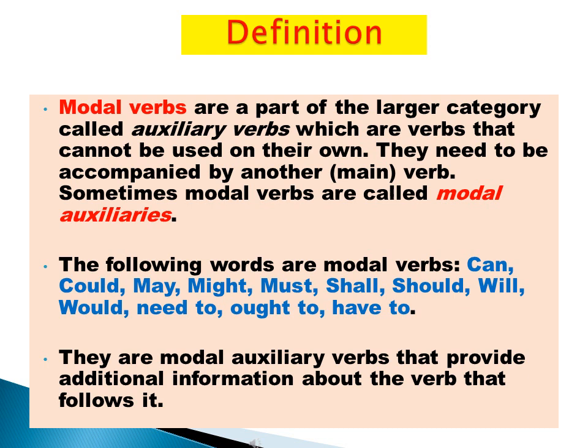Alright. So the following words are modal verbs. Here are some examples. So we have can, could, may, might, must, shall, should, will, would, need to, ought to, have to. Okay, so they are modal auxiliary verbs that provide additional information about the verb that follows it. يعني كيعطي كيضيف واحد الانفورميشن، واحد المعلومة ولا واحد المود للفعل اللي كيجي من بعدهم.